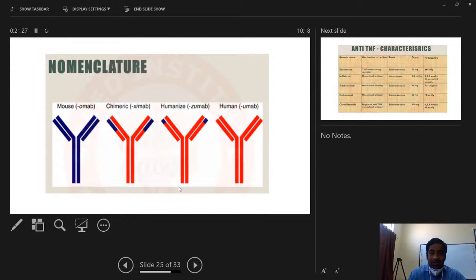Then you come to biologic drugs. You have the OMABs, mainly derived from mouse. Chimeric is ZMAB, humanized is ZUMAB, and completely human is UMAB. So just remember, if it is ZMAB, then it is chimeric derived. OMAB is mouse. Humanized, ZUMAB. Human completely, UMAB.